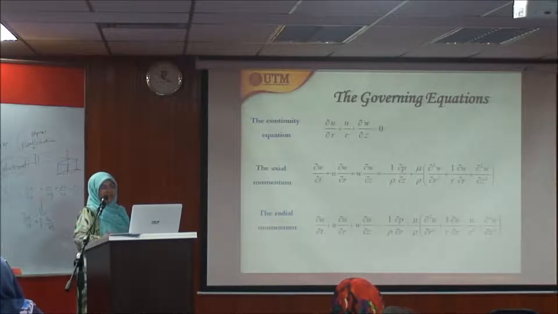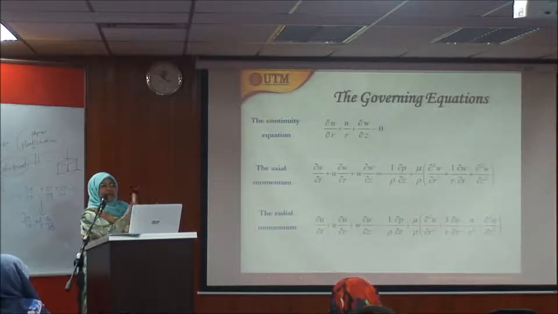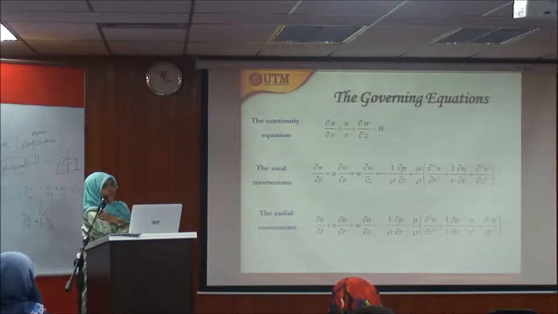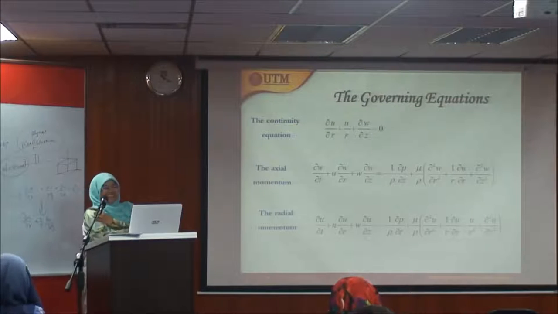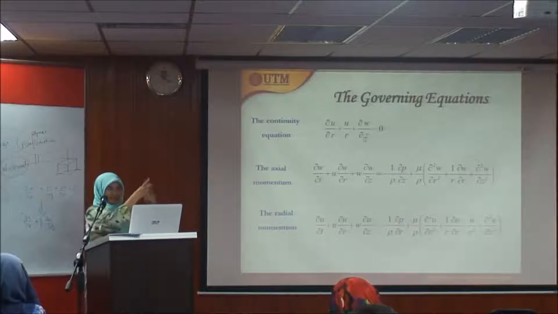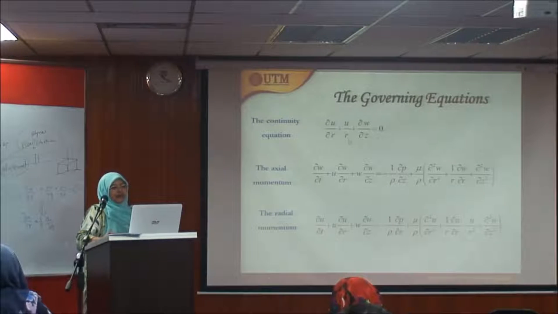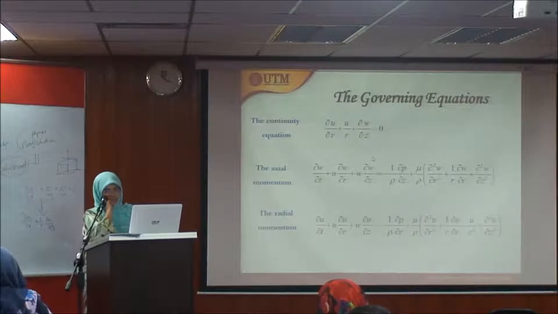But we don't have theta here. We have R and Z. So the theta term we don't consider, to make the computation easier. We don't want to take into account that the blood is rotating. The blood is not rotating, it just flows along. So Z is for the axis, and R is the radius of the cylinder, of the vessel. What is U? U is the velocity with respect to the radius. And W is the axial velocity.